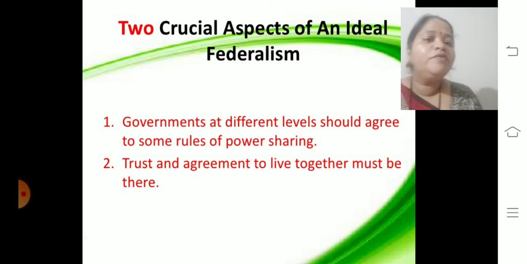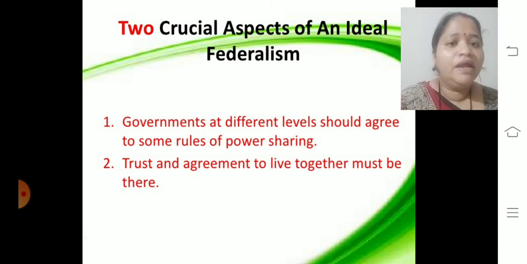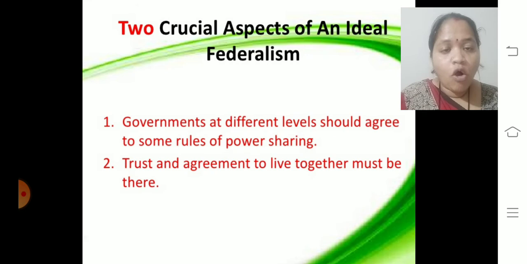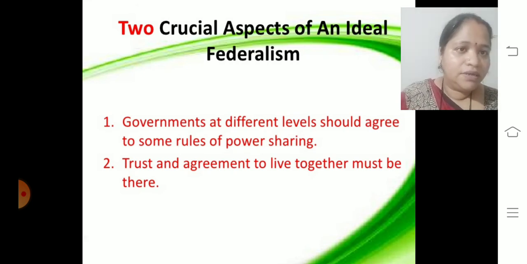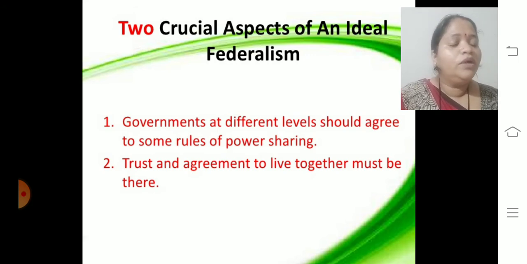Trust and agreement between these levels of government. We all have trust and agreement to live together, and it must be there, because in that regard only will this federalism work properly. We have faith in our government, and we know that government is the one who is going to do everything for the welfare of the people.